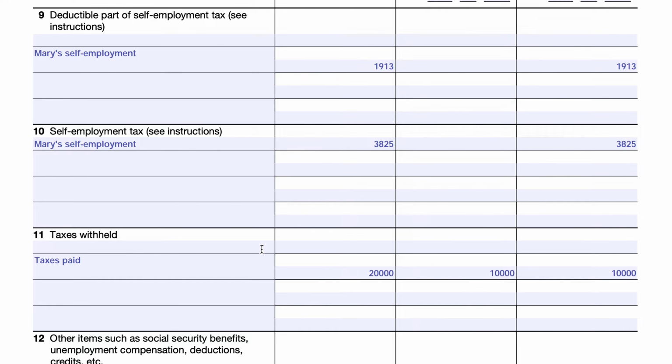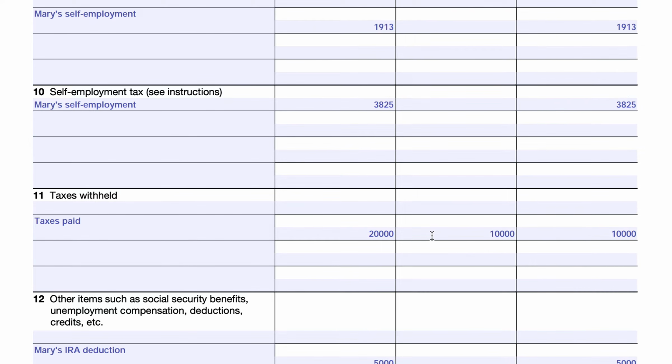Now, taxes withheld. Let's just say the taxes withheld on all W-2s and 1099s and everything else came out to $20,000. Each spouse can split that. Taxes paid, regardless of how, if John's W-2 had $19,000 taken out of it, then he basically gets credit for $10,000. Mary gets credit for $10,000. And we don't know where the other $1,000 of income would have come from, but each spouse gets to claim that taxes paid.